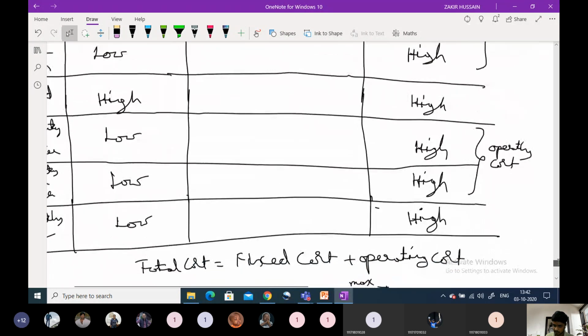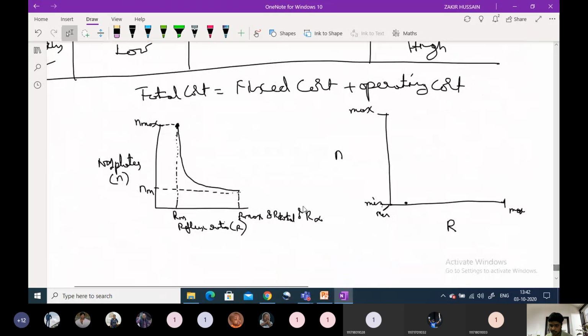Okay, from that condition we are applying to the graph. So at this minimum reflux ratio, the number of plates required will be maximum. If you consider the maximum point is this one, this will be called N max. So on the y-axis it is N max. So the number of plates will be maximum at minimum reflux ratio Rm. At minimum reflux ratio Rm, the maximum number of plates are required.